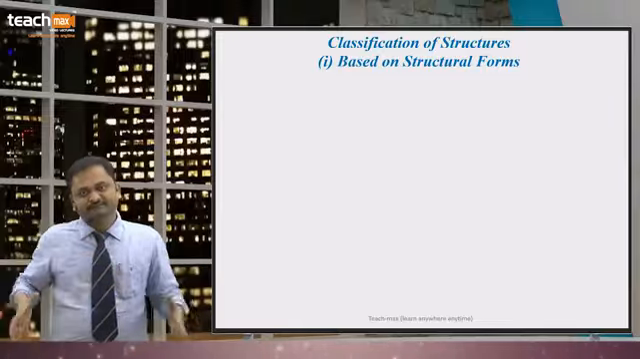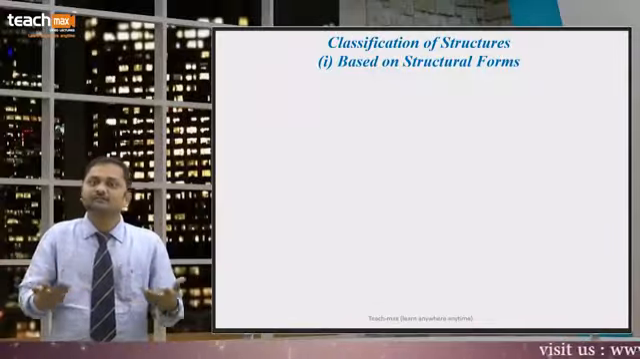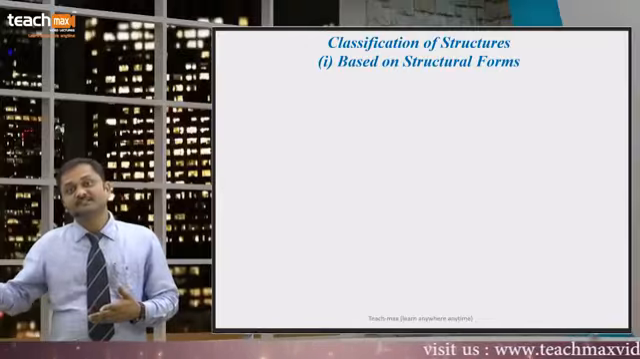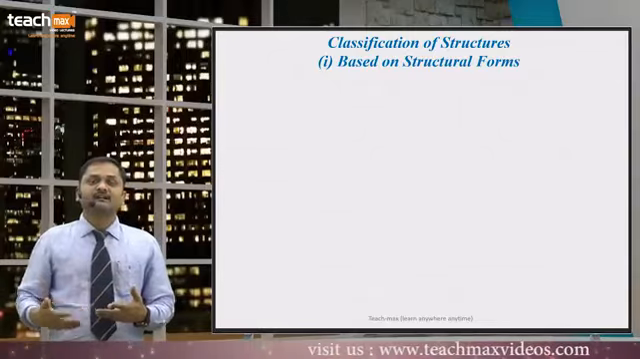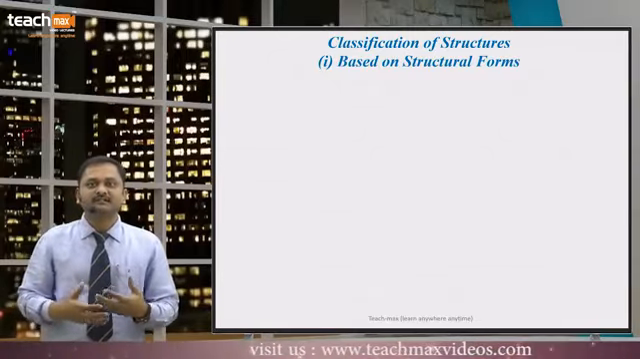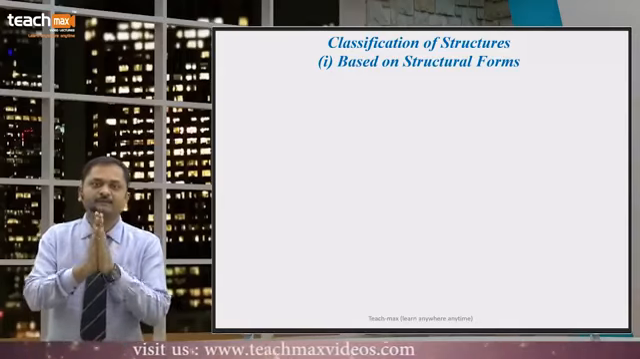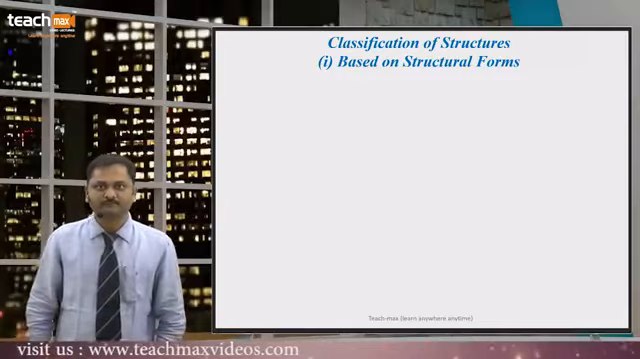Similarly, if you consider the structure in two directions, we can say it is a plane structure or surface structure. If you consider it in three dimensions, it is a mass structure. This way, you can idealize the structure depending on the requirement or based on the simplicity of the analysis. So first of all, we are going to classify the structure based on structural form.